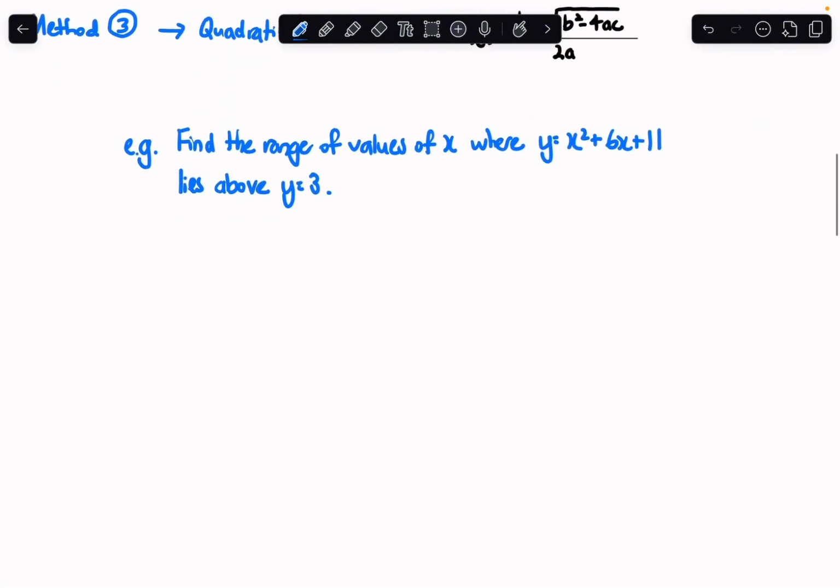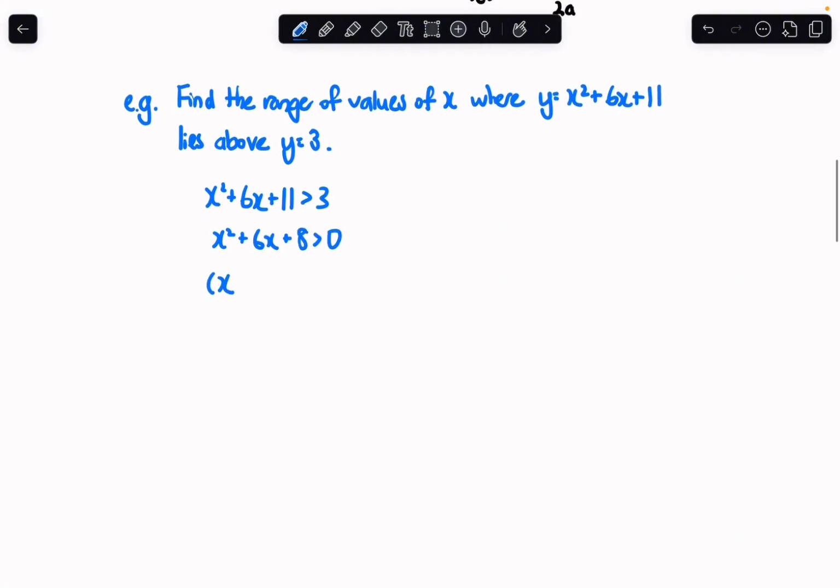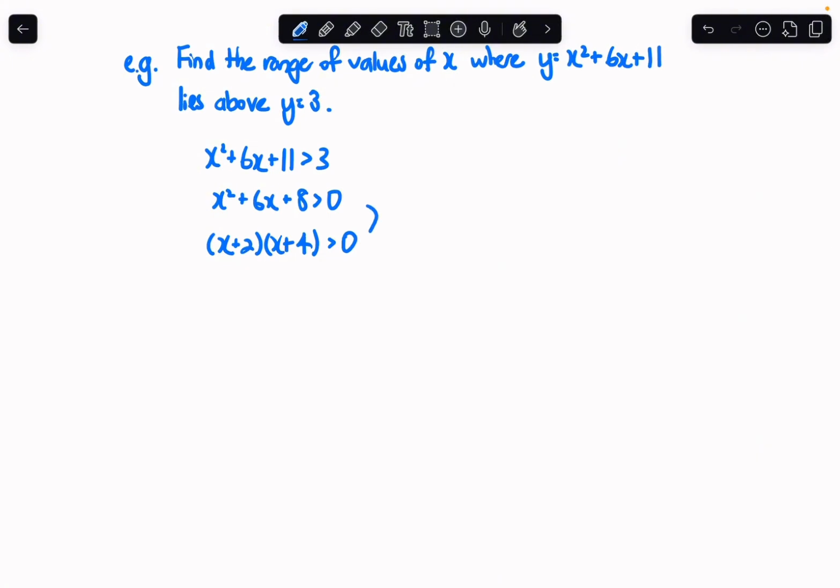Find the range of values of x where y equals x squared plus 6x plus 11 lies above y equals 3. Okay, so they say x squared plus 6x. So this is an inequality already. If you press this in the calculator, you should be getting (x plus 2)(x plus 4). This is using method 1, factorizing.